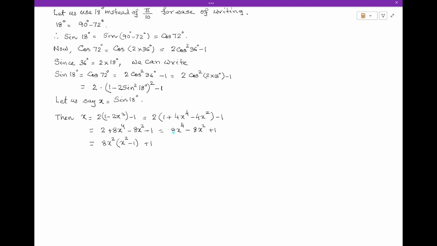From the first two terms, if you take 8x square common, we get 8x square multiplied by (x square minus 1) plus 1.